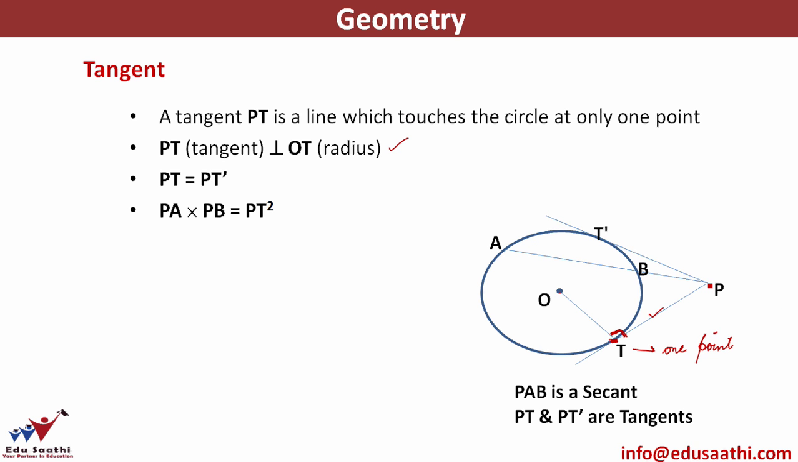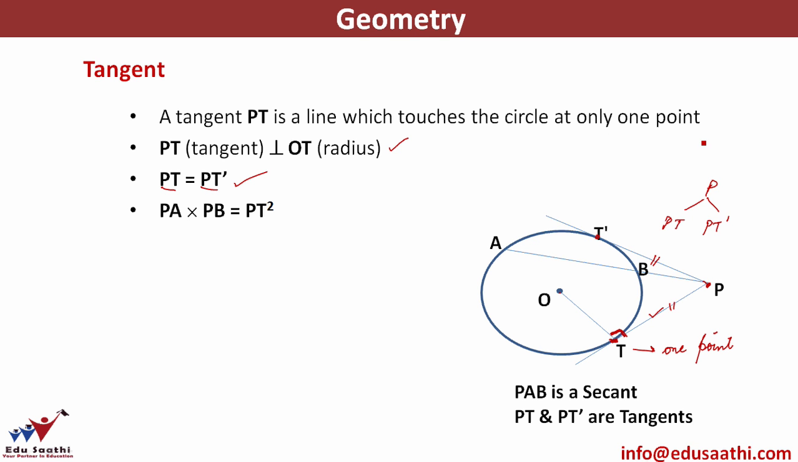The next thing, from any given point I can only draw two tangents to the circle. So from a given point P, I can only draw two tangents, which is PT and PT dash, to the circle. I cannot draw a third tangent. A third tangent, if I try to draw, would either pass through the circle, or it will be outside the circle. It will not be able to touch the circle. And the length of these two tangents from the same external point is equal. So PT and PT dash, from an external point, the two tangents that you can draw are equal in length.